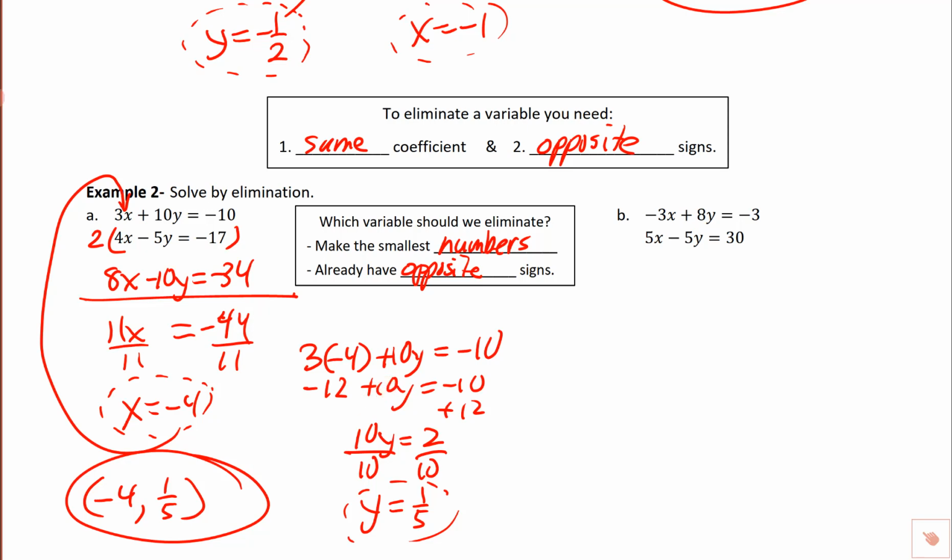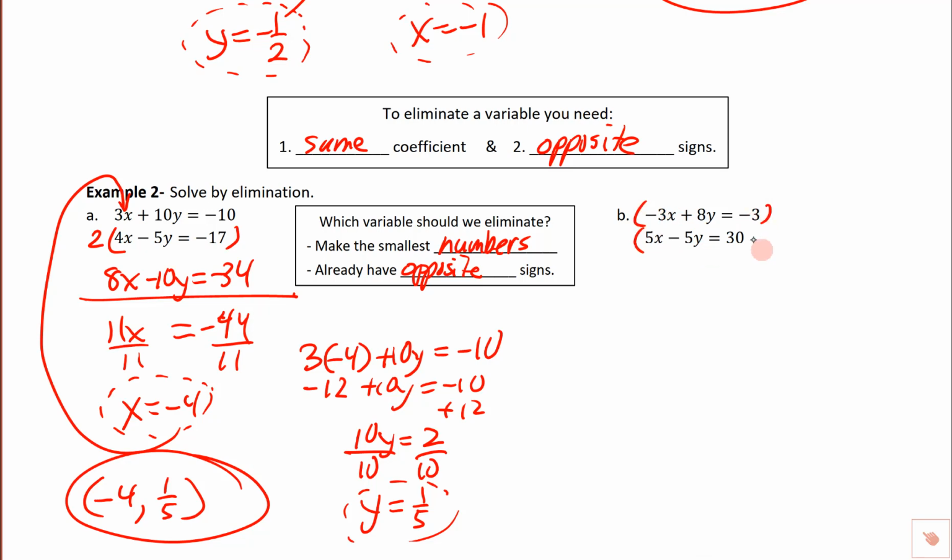So let's take a look at the next one. Again, we want to get rid of one of these variables. We either want to get rid of the x or the y. We want to keep the numbers fairly small, and take advantage of the fact that some of them may already have opposite signs. So let's take a look here. I could turn the 8 and the 5 into 40, but let's turn the 3 and 5 into 15s.